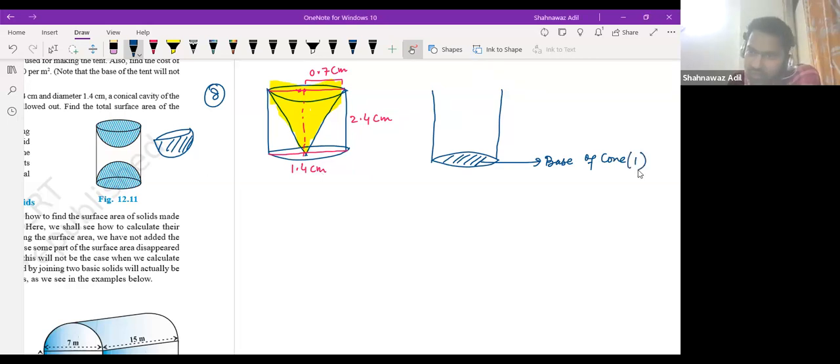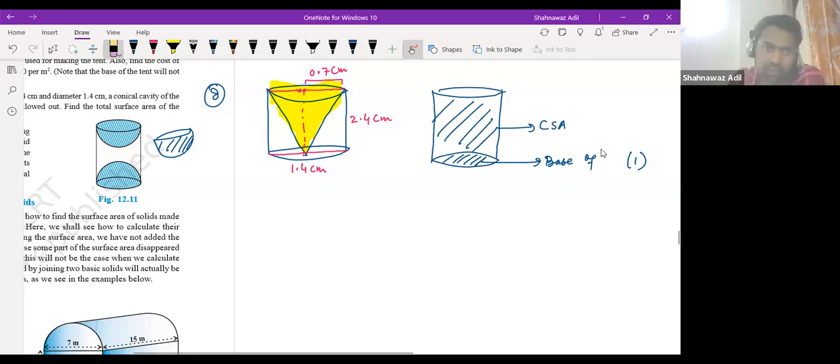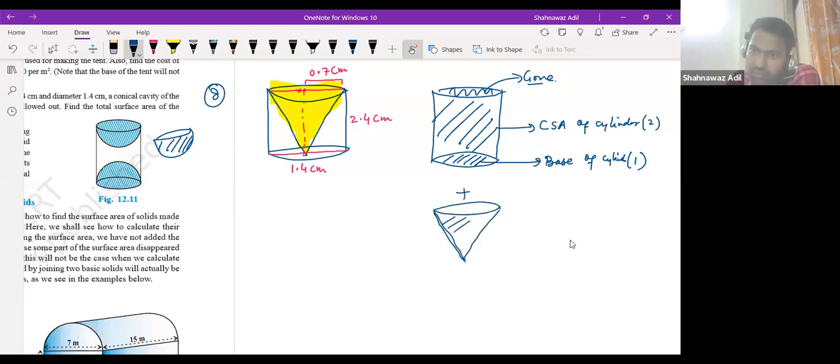Good. So what are the surfaces that are there? One is the base of the cylinder, and then we have this CSA of cylinder. So that is the second surface. But this part is gone. Plus, we have this surface of the cone. So CSA of cone. So this is the third surface. Right, guys? So we have three surfaces.